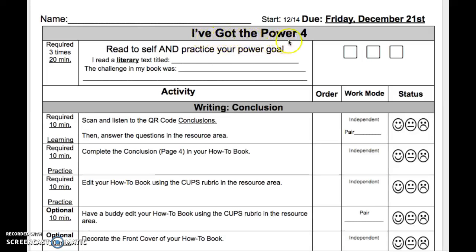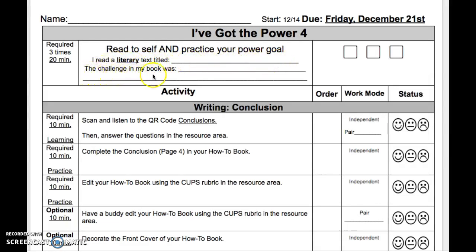I've got the Power 4, due Friday, December 21st. Your first activity is required 3 times for 20 minutes each. Read to self and practice your power goal. Read a literary text. Write the title here.